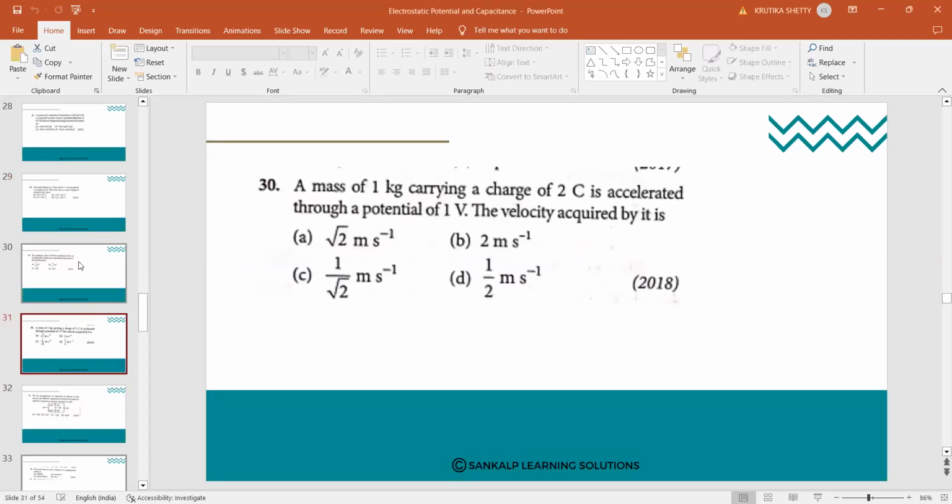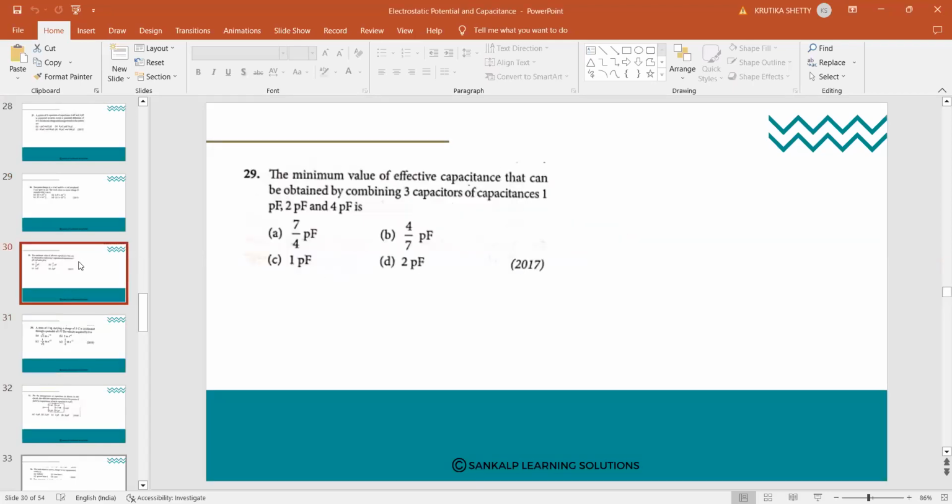29. The minimum value of effective capacitance that can be obtained by combining three capacitors of capacitance 1 picofarad, 2 picofarad and 4 picofarad is. So what they're asking, look, is the minimum value of effective capacitance. So you need the minimum value. When does the minimum value come, in parallel or in series, for capacitors?